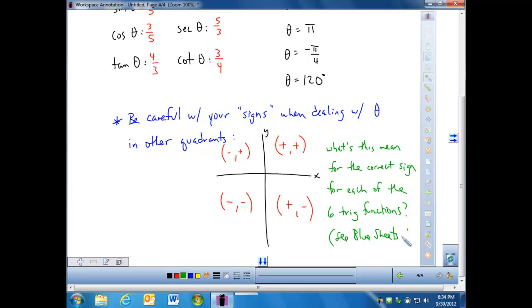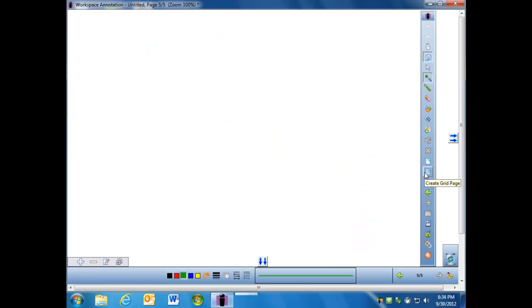I think it's a third or fourth sheet in your blue sheets. Should be a little chart that helps remember. Maybe it's a little bit further along. It says quadrant information. It's a really good summary of where each of those functions are positive and negative.